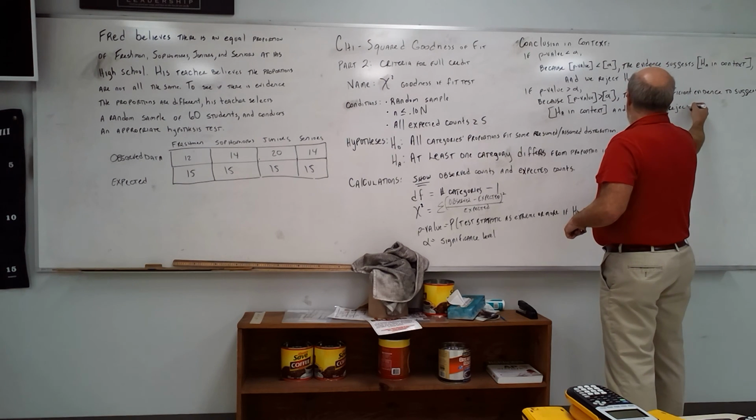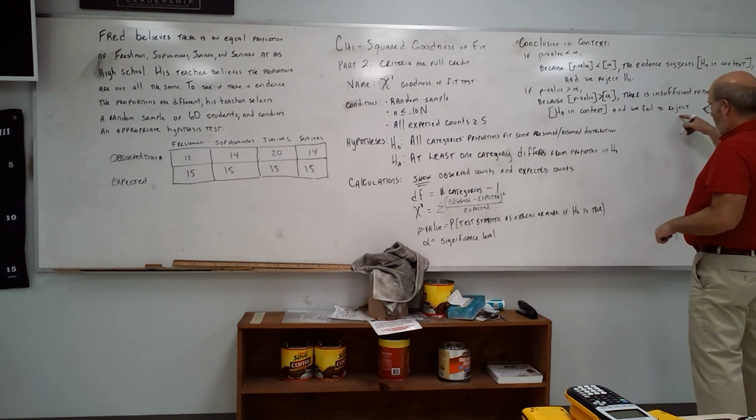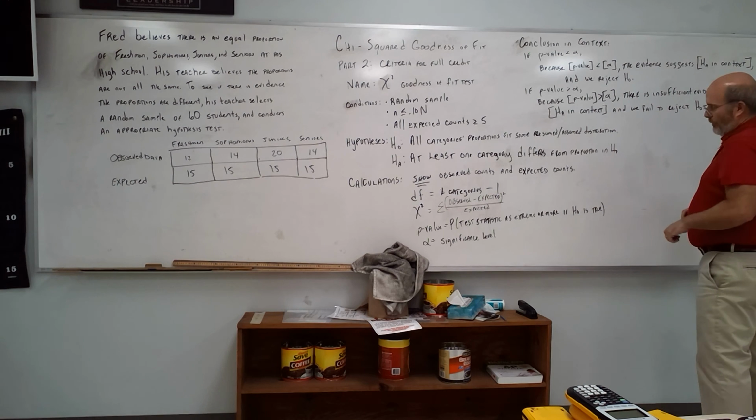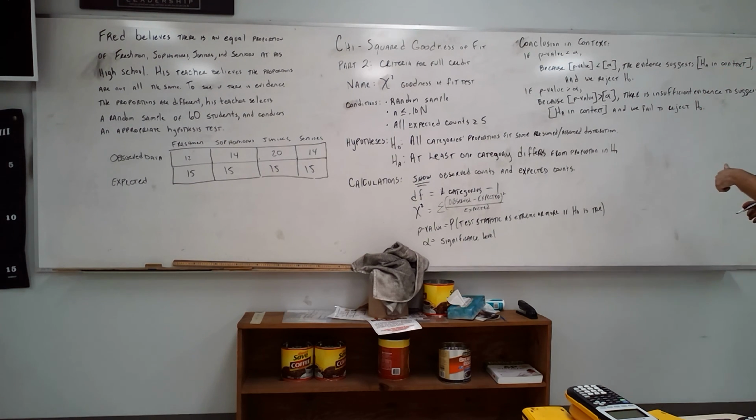We don't have enough evidence to say the null is false, to suggest the null is false. And those are the criteria for full credit. In the next video, we'll work through this example, doing everything like we would if this was just the example we were given.